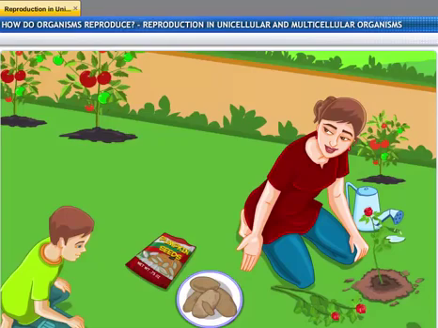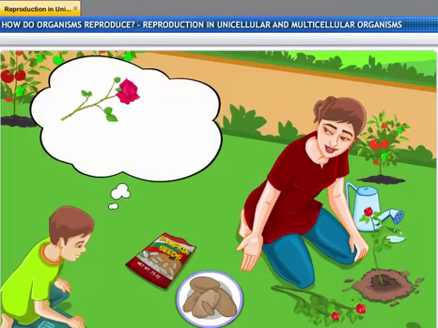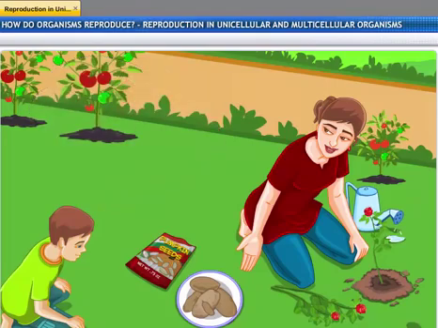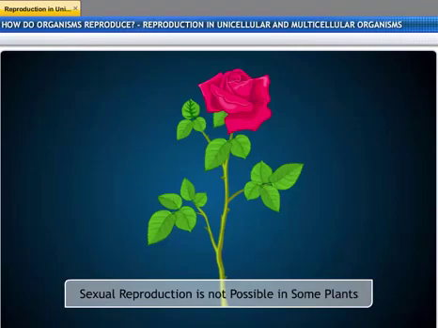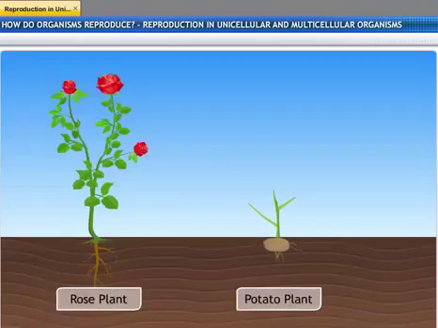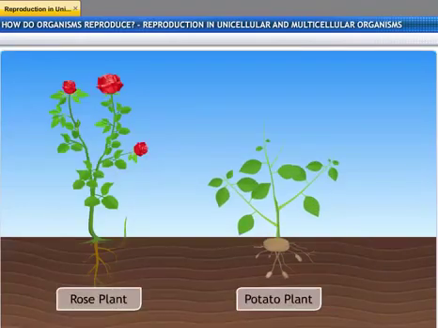That's true. But can you recall ever seeing a rose seed? Or a potato seed for that matter? No, I can't. You're right. They don't seem to have seeds at all, do they? These plants have lost their capacity to produce seeds. That's why sexual reproduction is not possible in these plants. So, they use their vegetative parts to reproduce.